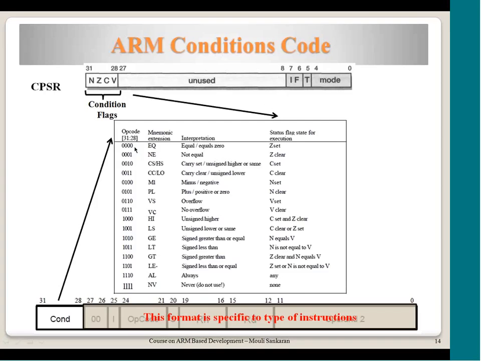Now, what does it mean? Inside the condition field, these 4 bits mean different things. For example, if it is set to 0 0 0 0, it is EQ. EQ is a mnemonic that you will mention in the instruction. I will give you an example so that you will understand it better. What does EQ mean? The zero flag is set.